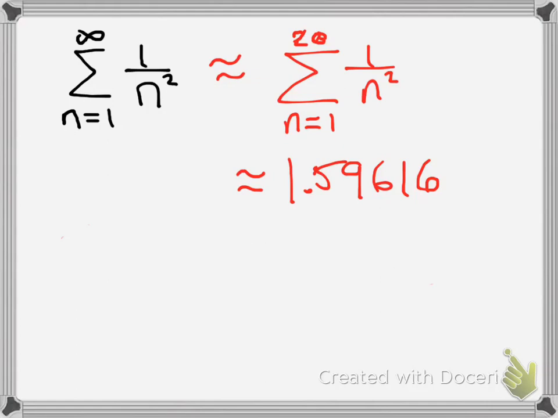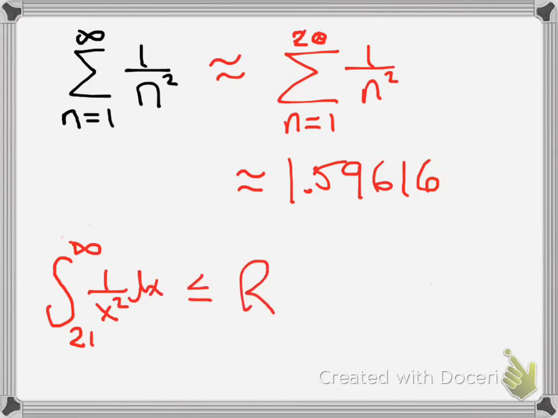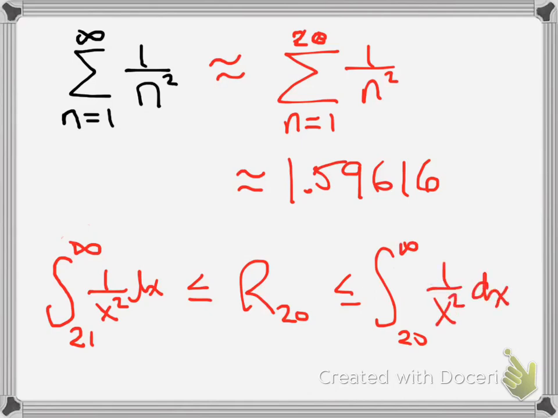Now, how good is that? Well, that's what the bounding of the error is for. So, to bound the error, since I used the first 20 terms, my n is 20, so the first integral starts at 21 and goes to infinity, 1 over x squared dx, less than or equal to R sub 20, which is less than or equal to the integral from 20 to infinity of 1 over x squared dx. Now, both of these improper integrals are things that you should be able to evaluate.